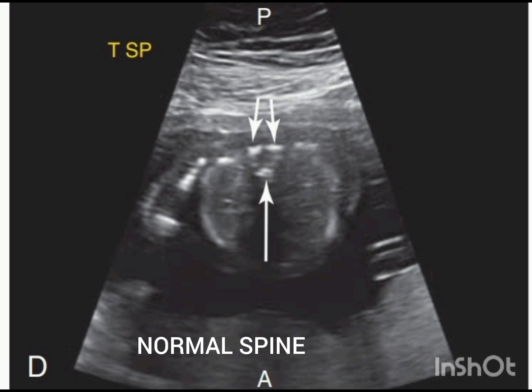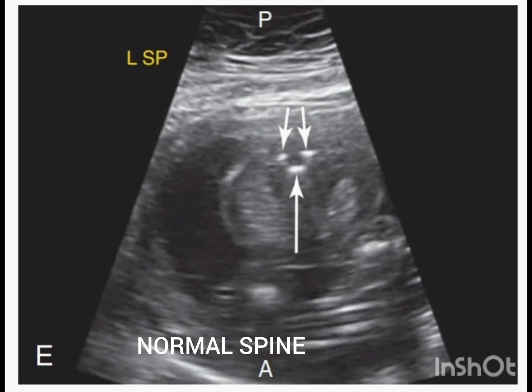This is the axial image of the normal spine at the thoracic region. It is important to identify the normal spine in all the regions such as the cervical, thoracic, lumbar, and sacral.